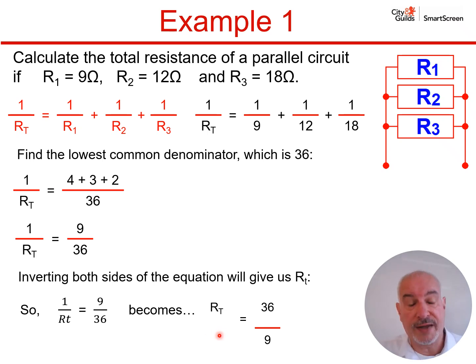However, we've got now the value for RT. But because we've flipped the fraction on the left hand side, we've also got to flip the fraction on the right hand side for the formula still to balance. And so we end up with 36 over 9. This means that RT equals 36 divided by 9. And we can easily calculate that through to find that the answer is 4. So the total resistance is 4 ohms.